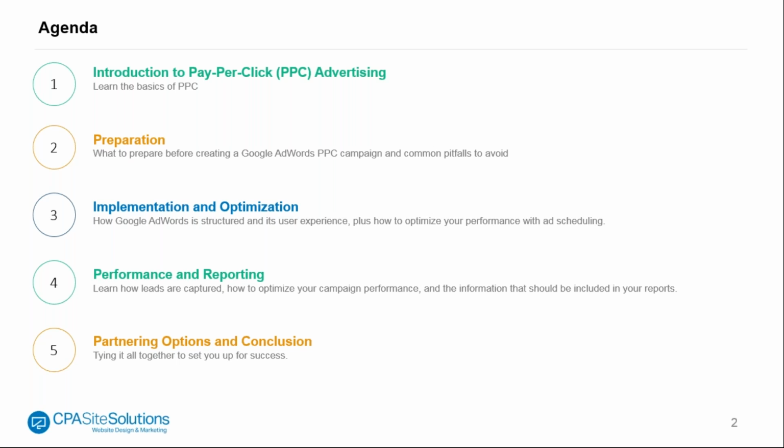First and foremost, we're going to be talking about what PPC is, so everyone is on the same page, how to prepare for a PPC strategy, things you should consider during the implementation and optimization phases of your campaign, and of course, we'll be going over some performance and reporting topics that you should probably know about. And then finally, we'll be going over some partnering options if you choose to partner with CPA Site Solutions to help you with your PPC advertising needs.